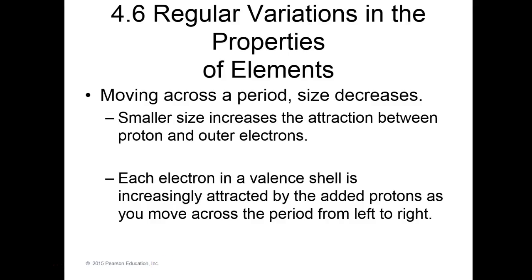And with size, moving across a period, size decreases. The smaller size increases the attraction between the proton and the outer electrons. Each electron in a valence shell is increasingly attracted by the added protons as you move across the period from left to right.